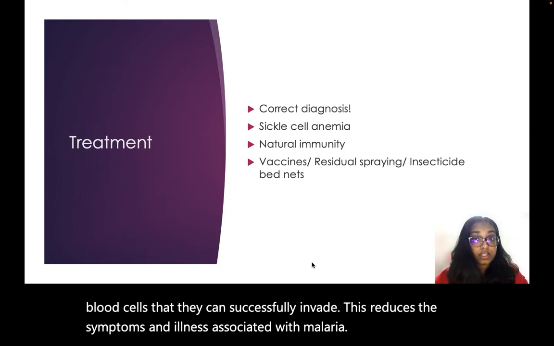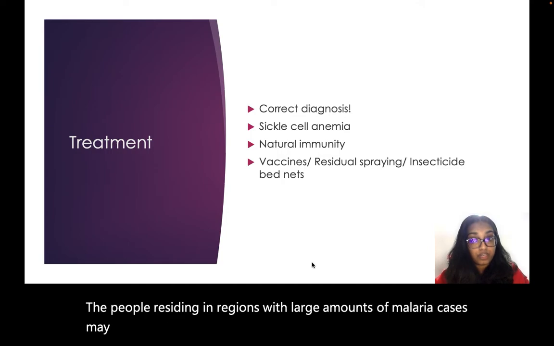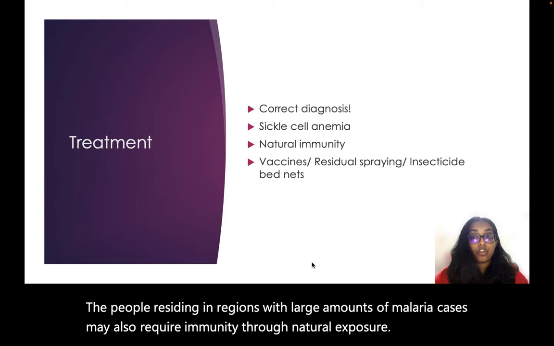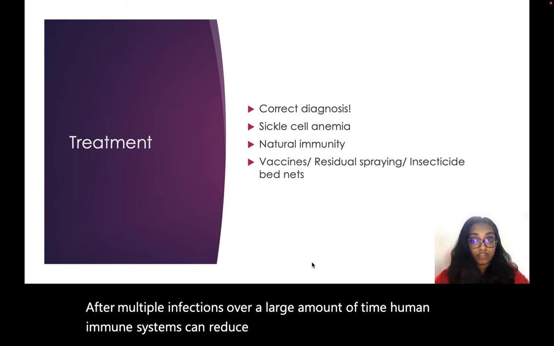People residing in regions with large amounts of malaria cases may also acquire immunity through natural exposure. After multiple infections over a large amount of time, human immune systems can reduce the effects of infection.